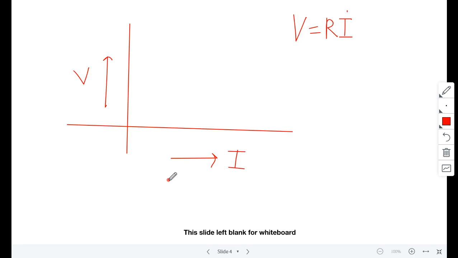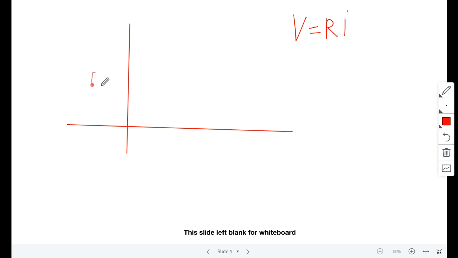So for this graph, the potential difference is on the y-axis and the current is on the x-axis. It will be much simpler if I put I here and V there. In both ways we can plot this graph. It doesn't matter whether you are writing voltage here or current here; in both ways you are going to get the same curve that I'm saying.